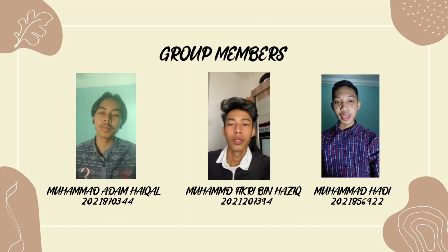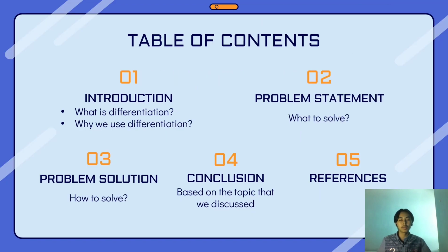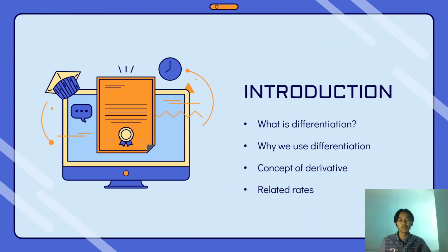We are from Group A. Our presentation is about calculus, chapter 3, application of differentiation. These are our table of contents. Number 1, introduction. Number 2, problem statement. Number 3, problem solution. Number 4, conclusion. Number 5, references. Then differentiation, why we use differentiation, the concept of derivative, and the last one, related rates.